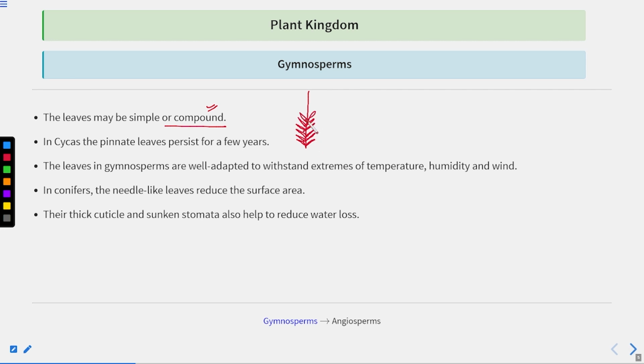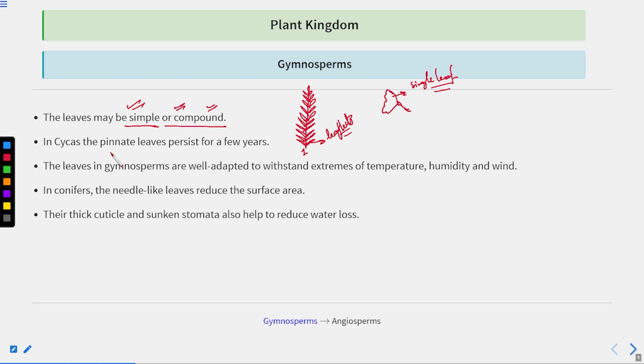So this is the compound leaf. It means that this is the whole one leaf and these are the leaflets. In the case of ginkgo, you have seen this is one single leaf, so that is not a compound leaf. Sometimes in some individuals, you can see they have the simple leaf, whereas some have the compound leaf.